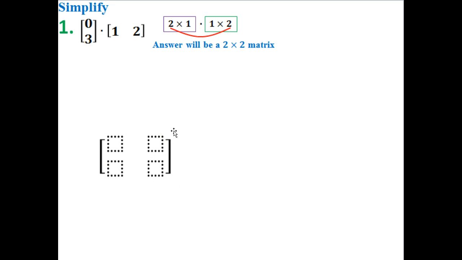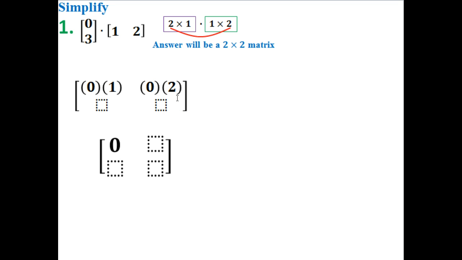When we're filling in this information, we are taking the row in the first one and multiplying that by the column in the second one. So 0 times 1. Now 0 times 1 is just 0, so we're going to write our answer 0 here. If we had other numbers here, we would multiply those straight down as well, but this is all we have. Then we're also going to multiply 0 times 2 to go right over here into the upper right-hand section. 0 times anything is 0, so we're going to write our answer of 0 right here.